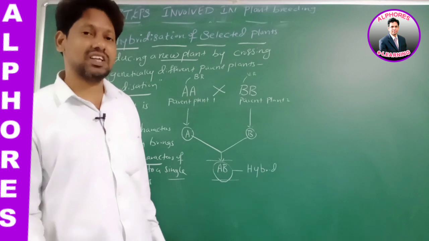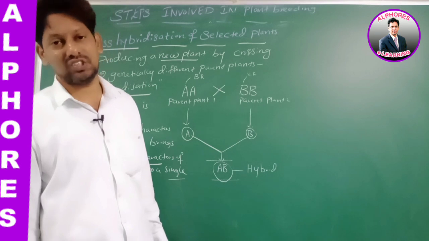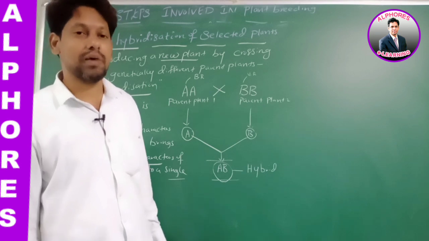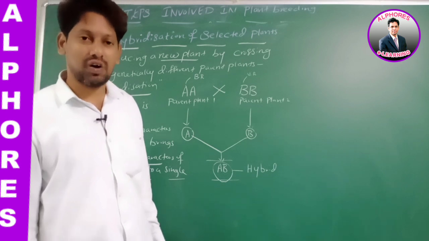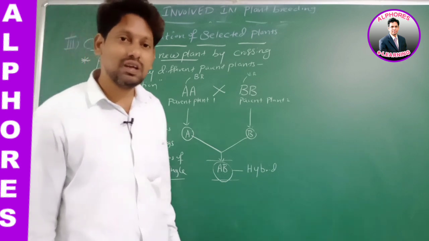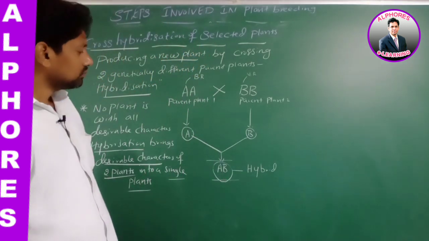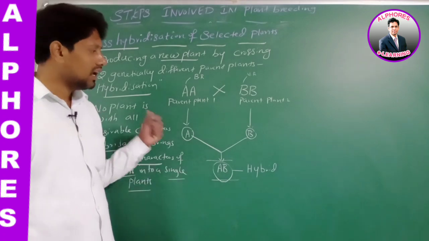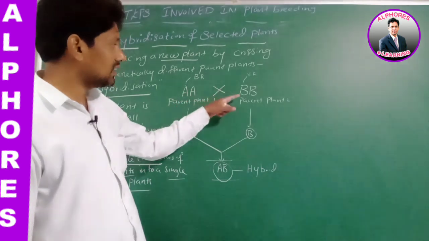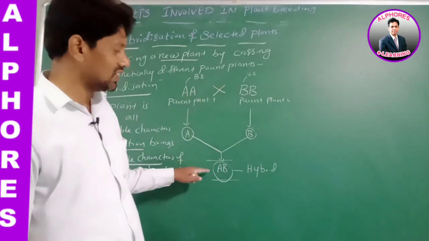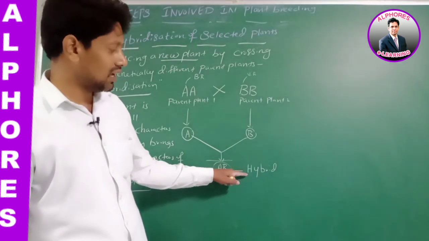Hybridization involves: number 1, selection of parents; number 2, emasculation; number 3, bagging; number 4, artificial cross pollination; number 5, rebagging. Is it okay? Now listen here. By the hybridization process, we brought desirable characters present in two plants into a single plant. This newly produced plant is called what? Hybrid.